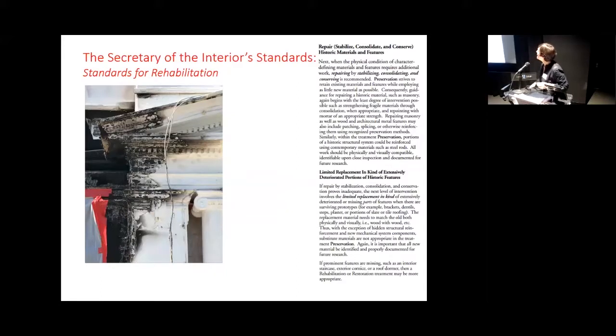So for example, it says, when the physical condition of character-defining materials and features requires additional work, repairing by stabilizing, consolidating, and conserving is recommended. But then if you move down to this next part here, it says, if repair by stabilization, consolidation, and conservation proves inadequate, then what do you do? So, page by page, it takes you through how to apply all these things and how to understand the philosophy behind them.